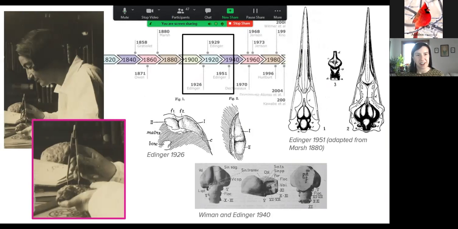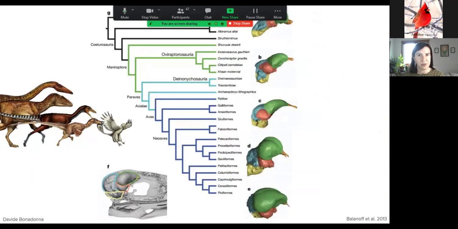So after Tilly kind of revolutionized the field, a lot more people started to do this. And again, with this new technology, CT scanning, we really got to ramp it up. And so what can studying bird brain endocasts tell us?